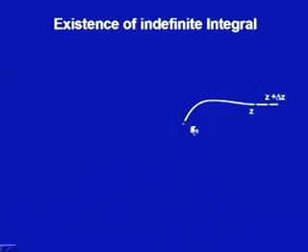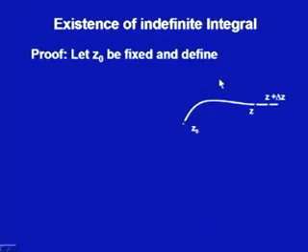Let us take these 2 points, a fixed point z0, and any path in that domain D from z0 moving to z. It is like this, and I now define capital F(z). This is defined as the integral from z0 to z of f(s) ds along this path. This path is in that domain D.